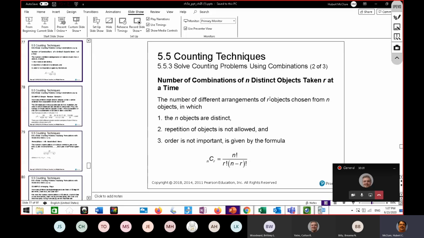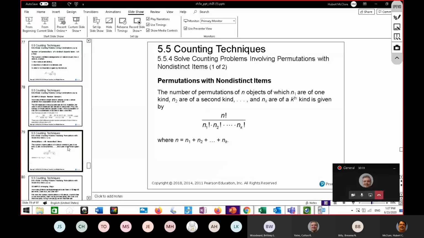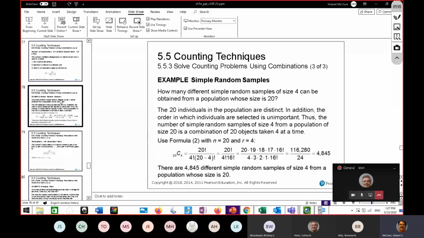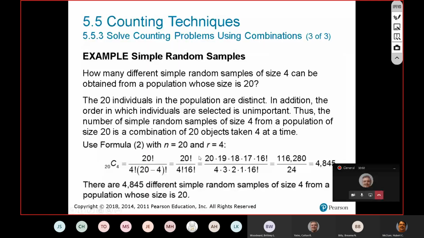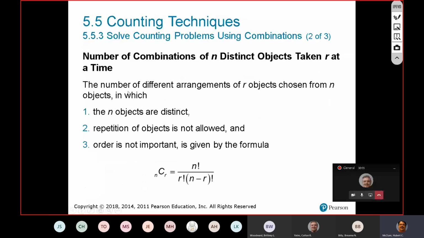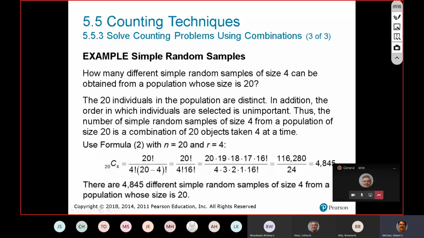So let's see if they give us an example here. Well, they gave us one right here. They say, how many different random samples of size 4 can be obtained from a population whose size is 20? Okay, a simple random sample. How many groups of 4 can you put together from a group of 20?